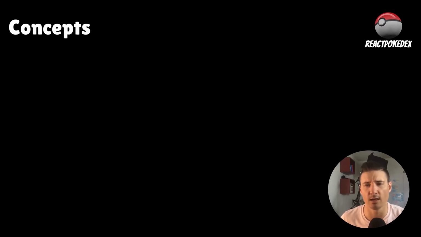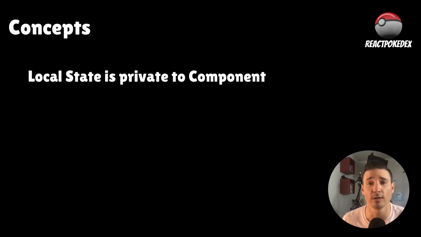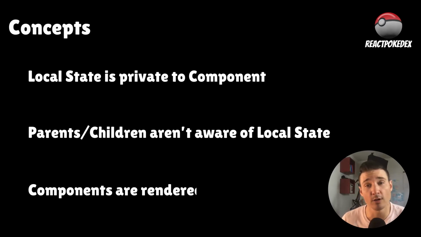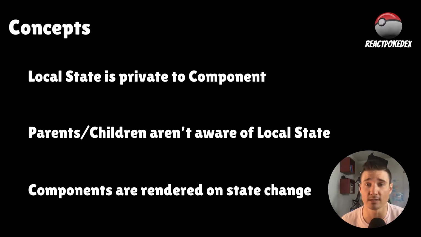There are three main concepts related to state that we're going to talk about today and that I want you to leave understanding. The first one is that local state is private to the component. The second one is that parents and children aren't aware of the local state. And the third one is that your component is re-rendered every time there's a state change.